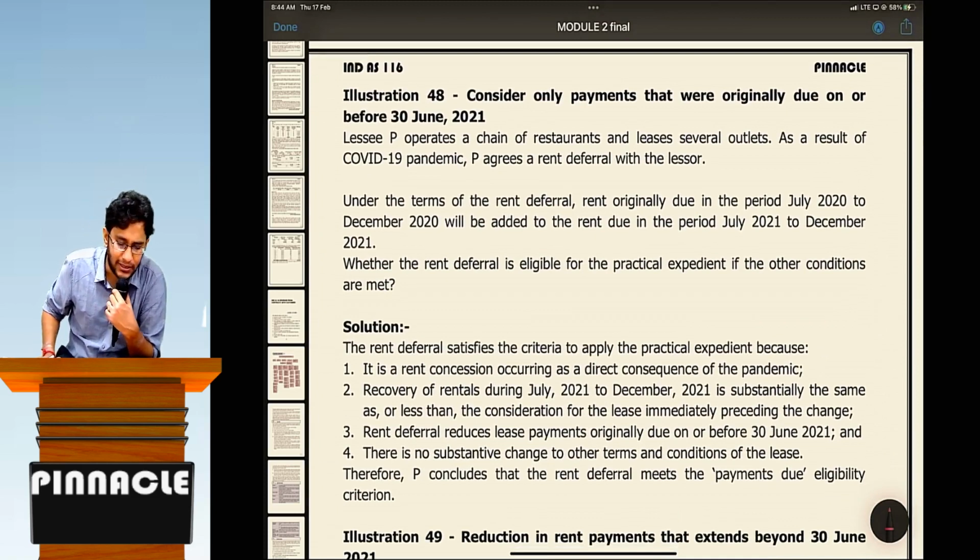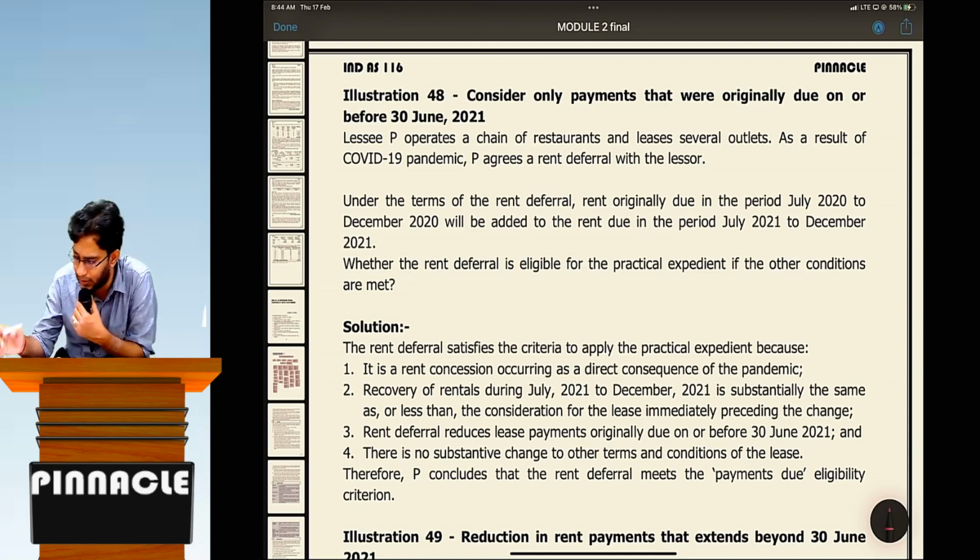Lessee P operates a chain of restaurants and leases several outlets. As a result of COVID-19 pandemic, P agrees a rent deferral with the lessor. Under the terms of rent deferral, rent originally due in the period June.